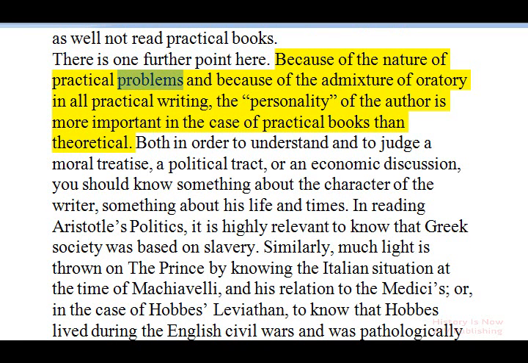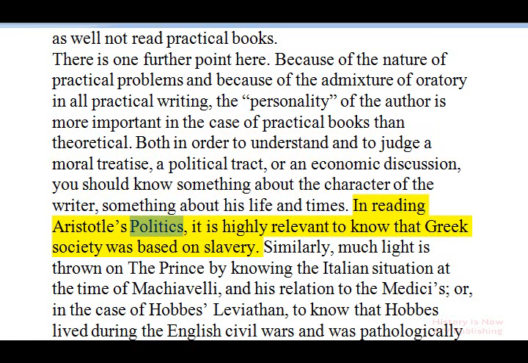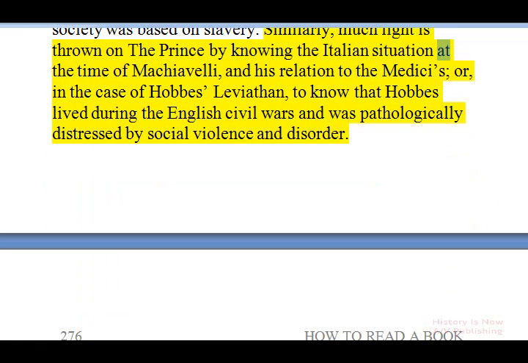Because of the nature of practical problems and because of the admixture of oratory in all practical writing, the personality of the author is more important in the case of practical books than theoretical. Both in order to understand and to judge a moral treatise, a political tract, or an economic discussion, you should know something about the character of the writer, something about his life and times. In reading Aristotle's Politics, it is highly relevant to know that Greek society was based on slavery. Similarly, much light is thrown on The Prince by knowing the Italian situation at the time of Machiavelli, and his relation to the Medicis. Or, in the case of Hobbes' Leviathan, to know that Hobbes lived during the English Civil Wars and was pathologically distressed by social violence and disorder.